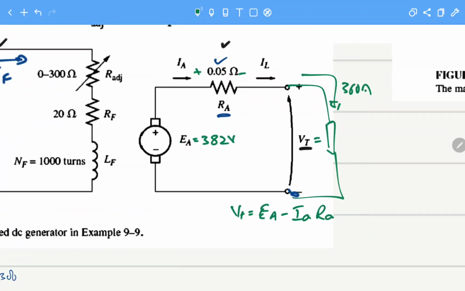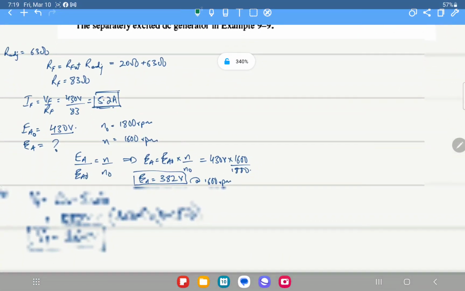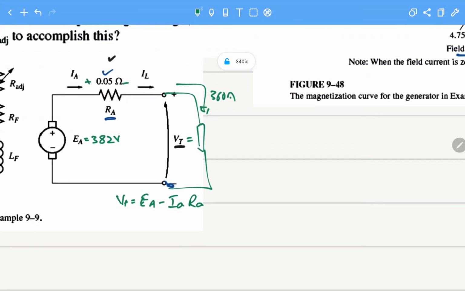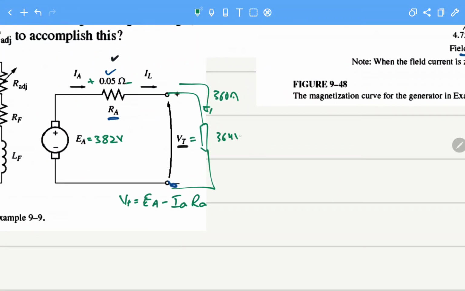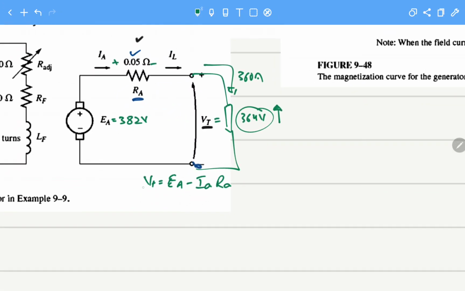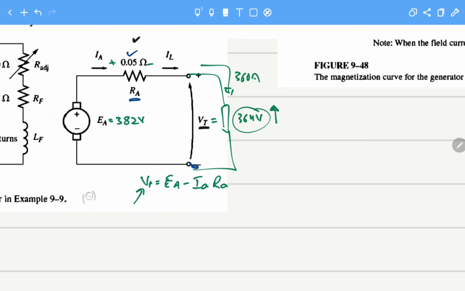Now in this part he is saying that I again want my voltage Vt, which has dropped from 382 to 364 volts, to be 382 volts. So if I put the value of Vt that I want as 382 volts, how much should be the internally generated voltage?